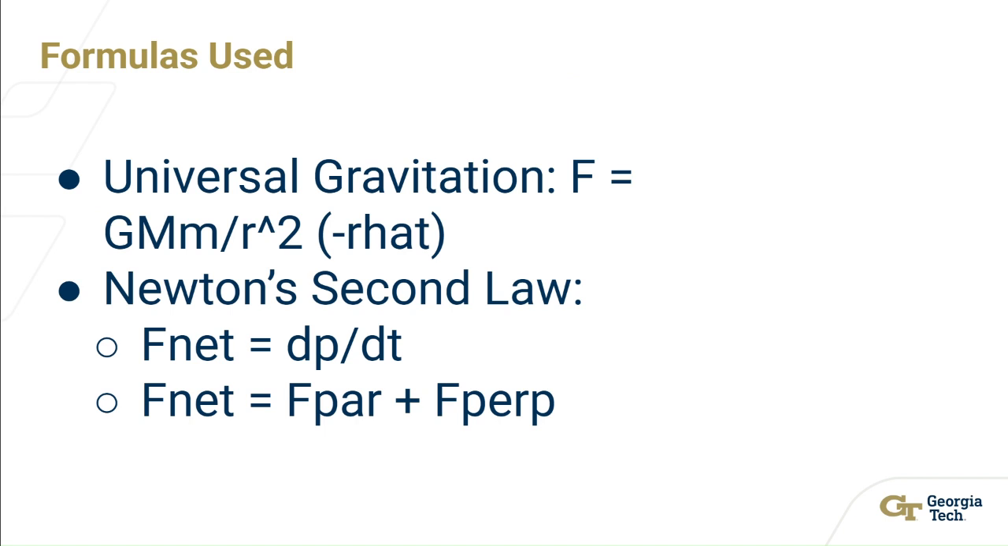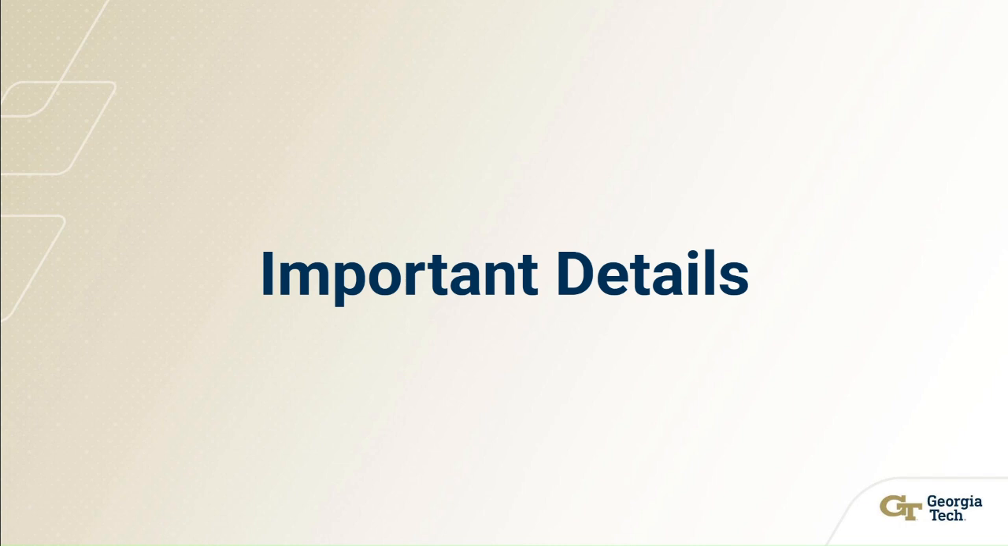Here are some of the main physics principles used for this lab. The first principle used was the universal law of gravitation. This was used to calculate the force of the black hole and the planet on the orbiting star and the spaceship. We also use these formulas for the momentum principle. F net is equal to the change in momentum over change in time, and F net is also equal to the force of the parallel component plus the force of the perpendicular component.